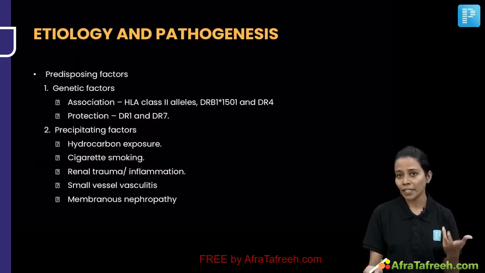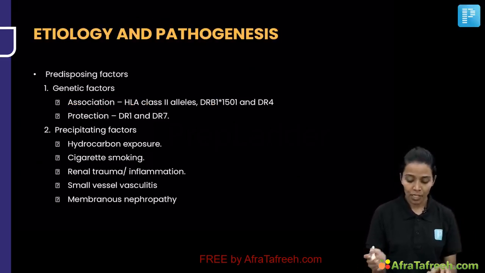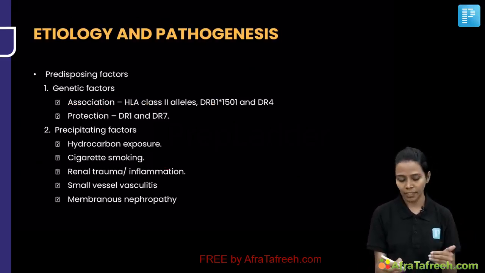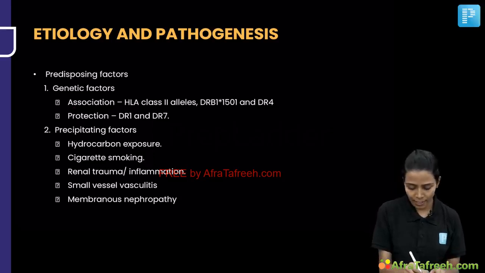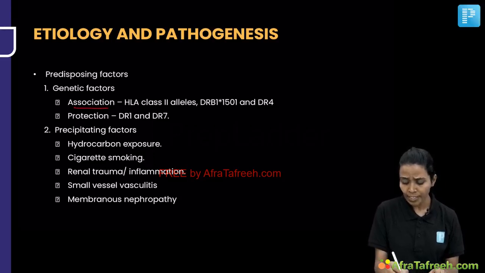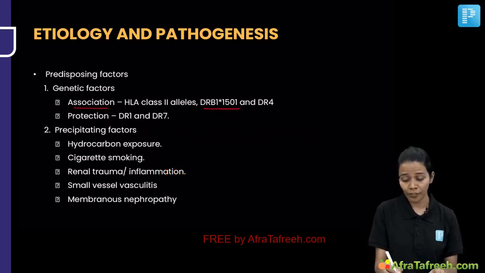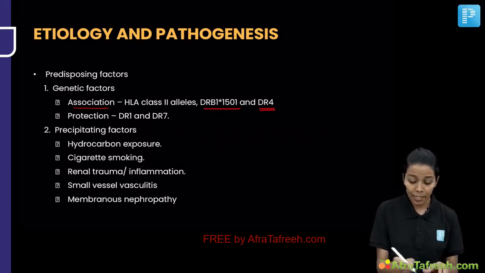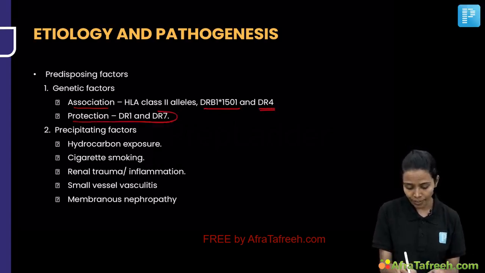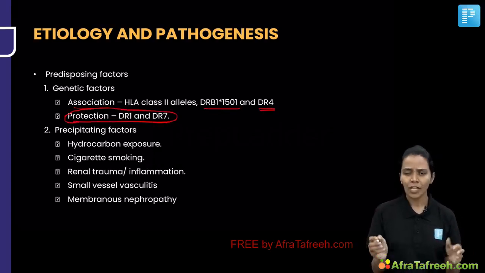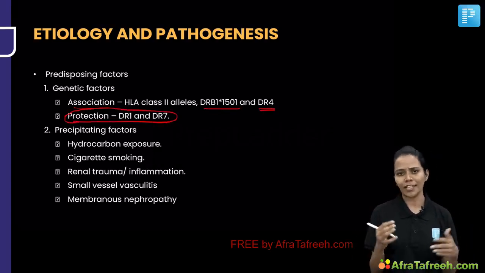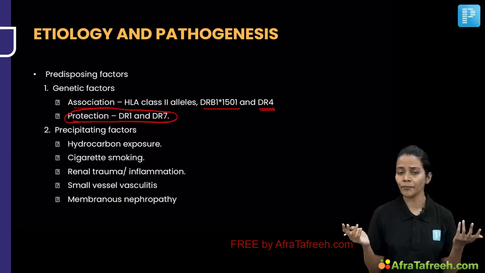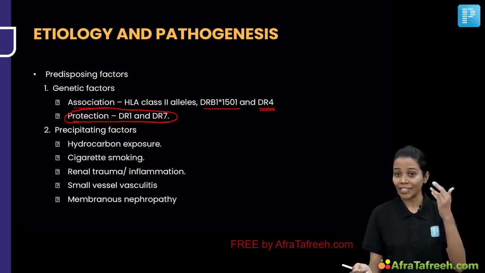Now, what are the predisposing factors that will lead to development of these antibodies? Okay. So, genetic factors are there, precipitating factors are there. Genetic is its association against HLA class 2 alleles, DRB1*1501 and DR4. These are considered as high risk alleles. Protection is DR1 and DR7. Okay, generally, I tend to remember the protective genes and anything that is not that, I consider that as high risk when it comes as MCQ.